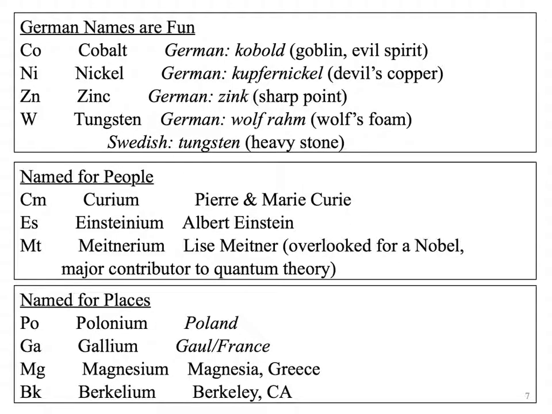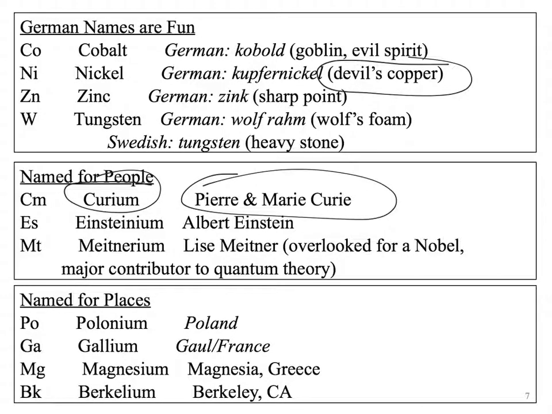Some of the names are German. For example, nickel in German means devil's copper. Others come from the people that discovered them, like curium comes from Pierre and Marie Curie, and others come from places, like polonium comes from Poland, and like that.